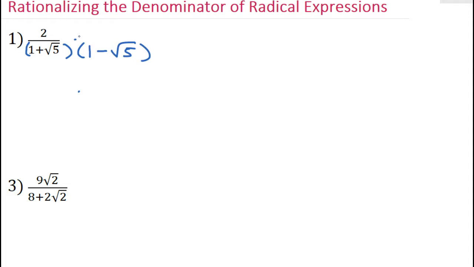But before I get too carried away, understand that we have to always do the same thing in the numerator and the denominator. So I will have to multiply by 1 minus radical 5 in the numerator as well. But focus on the denominator, and I think I might do this off to the side where we have more space. So 1 plus radical 5 times 1 minus radical 5.